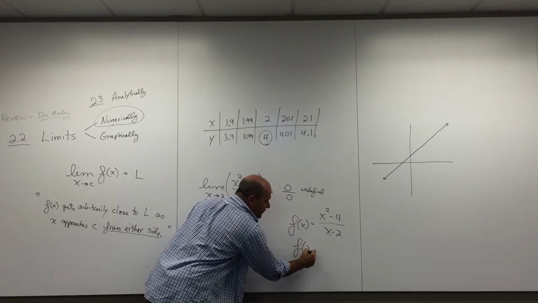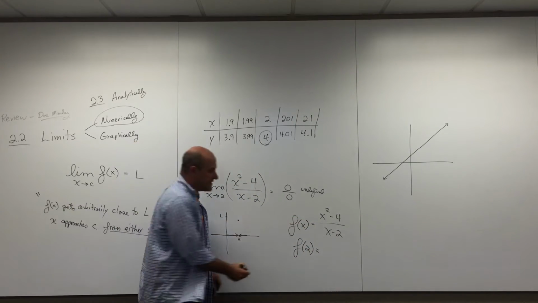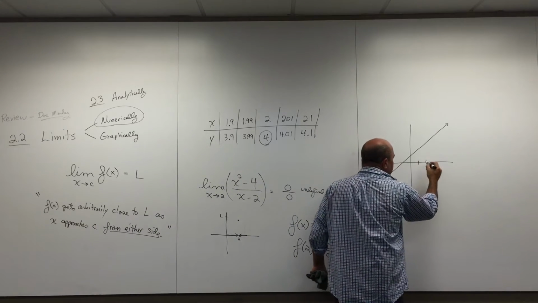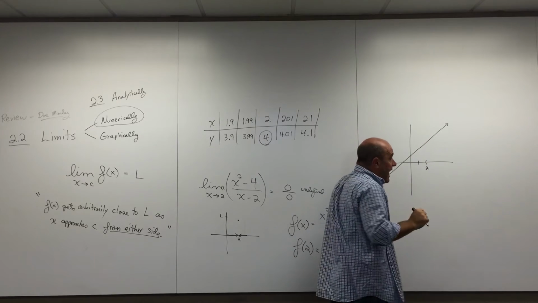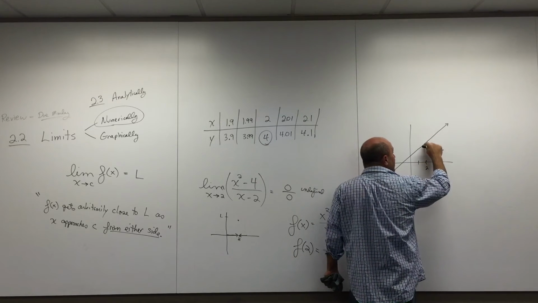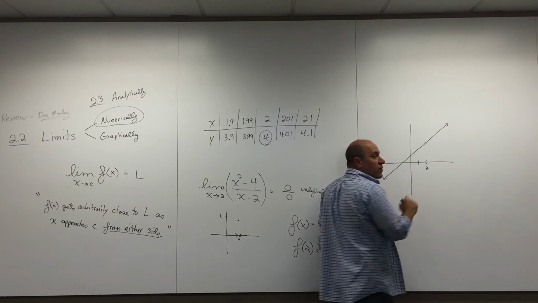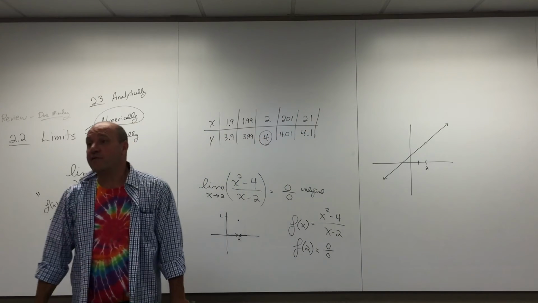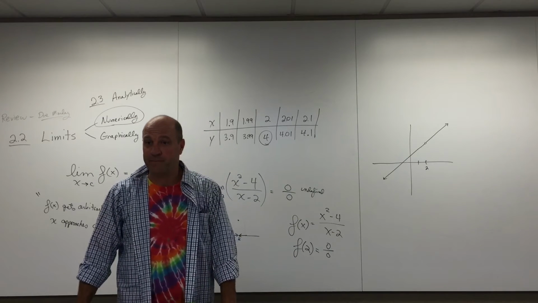Please tell me what happens when you plug in a 2. It's undefined. Thank you. It's that 0 over 0. It's undefined. So when you plug in a 2, this is kind of an inaccurate picture. In that decimalized window, you'll see a little gap right there. It's actually a little hole right there. So this function is undefined at 2. There's a hole right there.